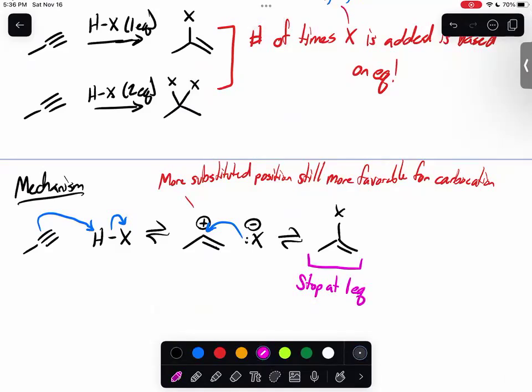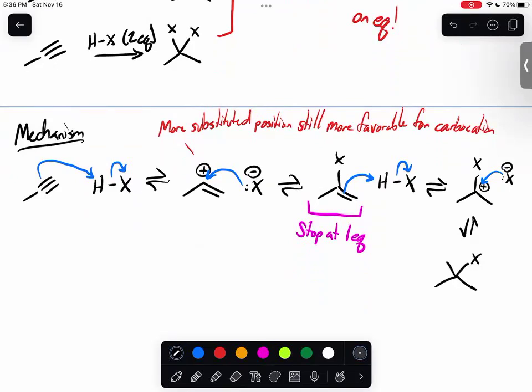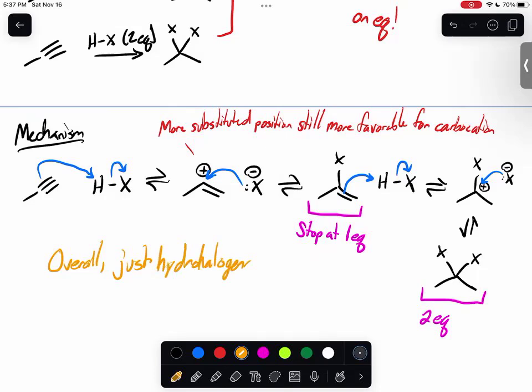But of course, we don't always stop at one equivalent. Instead, if there's a second equivalent, it just follows the same idea, where the alkene now acts as our nucleophile, grabs the proton, and we generate a carbocation on the more substituted position. From here, our halide comes in, does an addition to form the carbon halide bond, and now this is where we get at two equivalents. All right. So the interesting thing about these alkyne reactions that makes some of them very easy is that overall, this reaction is just hydrohalogenation twice.